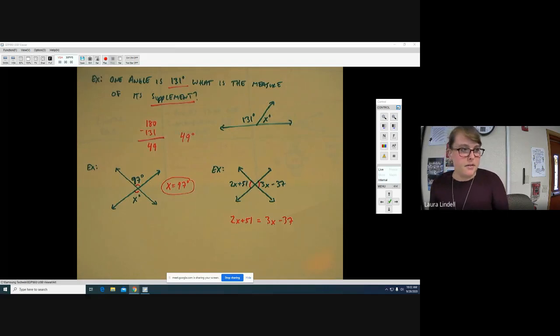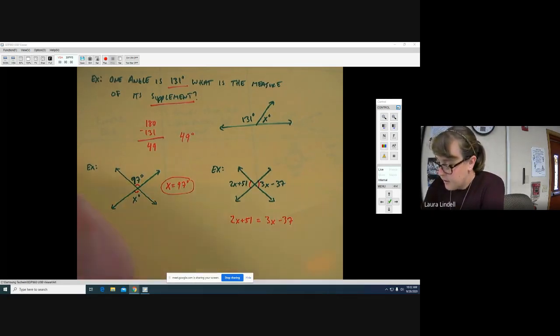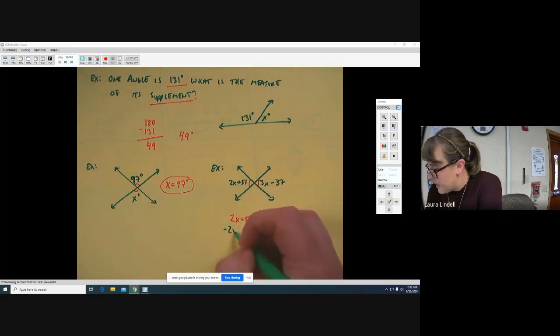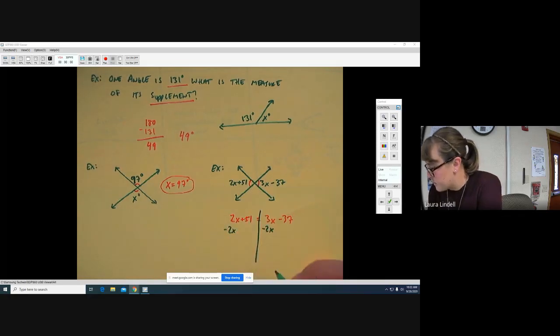And this is going to work out so that we would have massive angles. So this is not a great example here, or it's not an example that works well with the picture, but we'll go with it. We're just going to solve for x here. Minus 2x gives us 51 equals x minus 37.